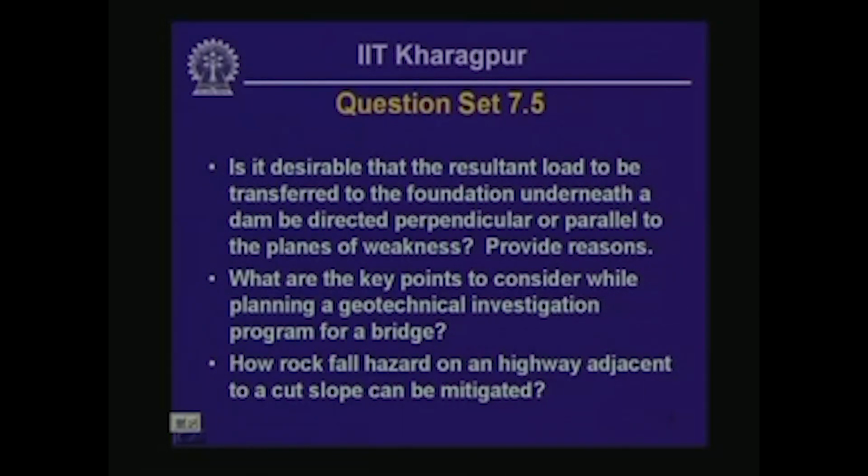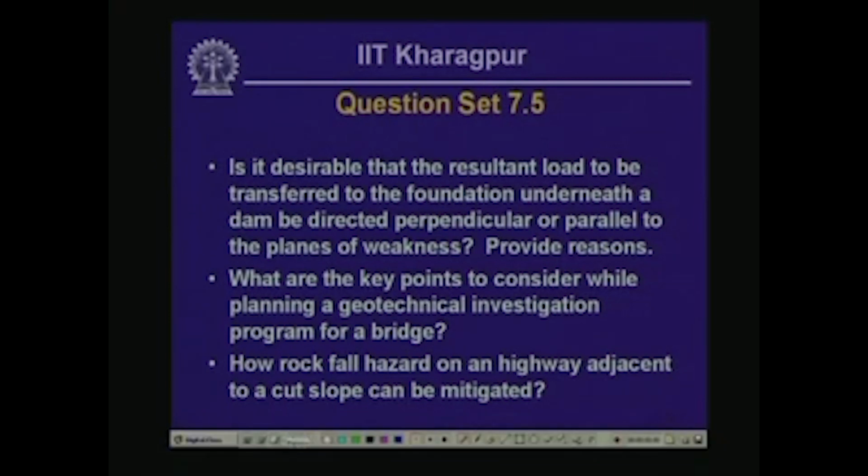These are the questions. The first one was, is it desirable that the resultant load be transferred to the foundation underneath a dam be directed perpendicular or parallel to the planes of weakness. Now let's look at the configuration in order to recapitulate the subject matter of the previous lesson. So let's say we have a gravity dam. The cross section of the gravity dam is like this, and we have water retained on the left side of the gravity dam.